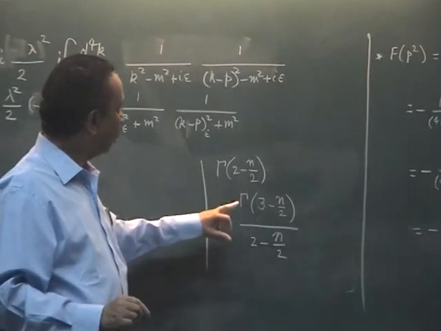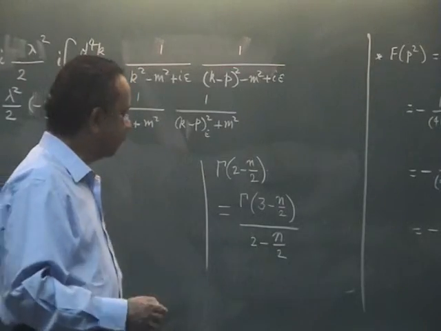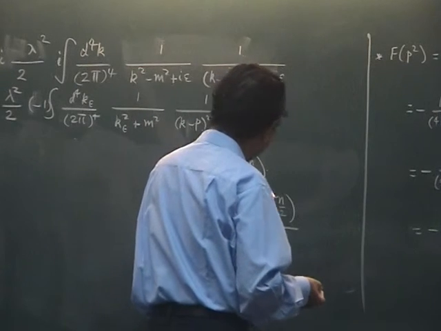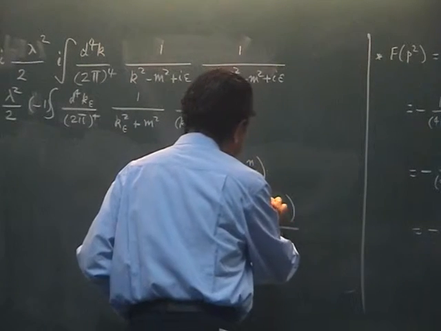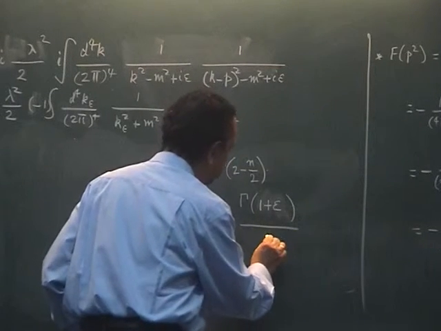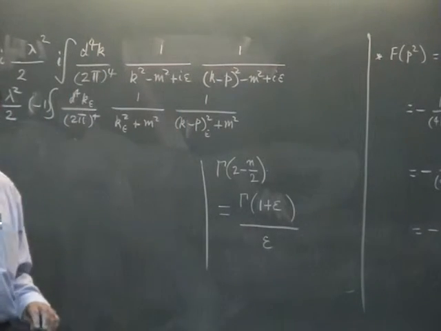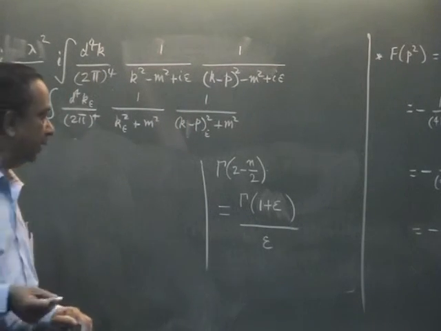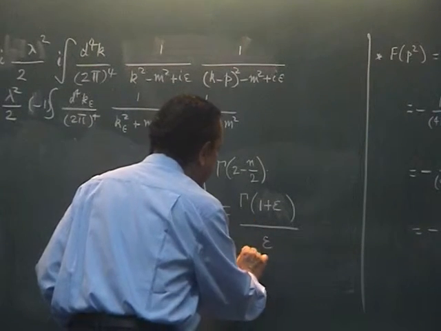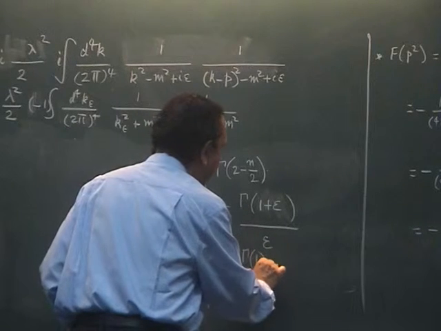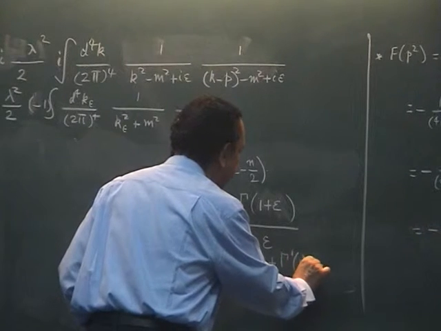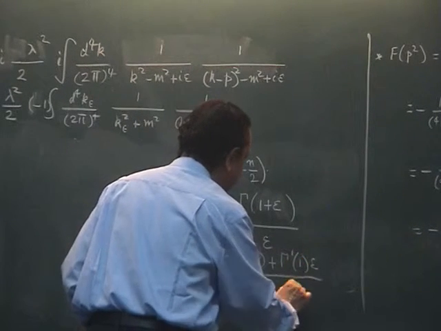Okay. So now we want to look at this quantity in terms of epsilon. 2 minus n by 2 is what we have called epsilon. So 3 minus n by 2 is 1 plus epsilon. So I have a gamma of 1 plus epsilon here, and this is epsilon. We want to know how this behaves when epsilon goes to 0. So you do a Taylor series expansion on top. Gamma function is just a function. So it is gamma of 1 plus gamma prime at 1 times epsilon, divided by epsilon.